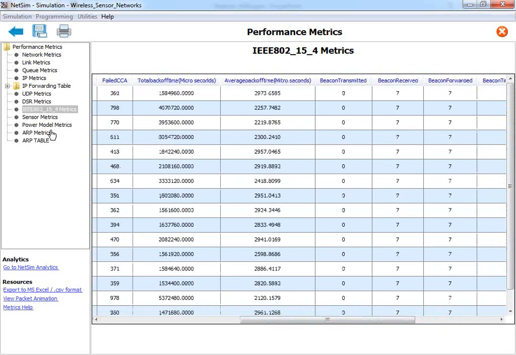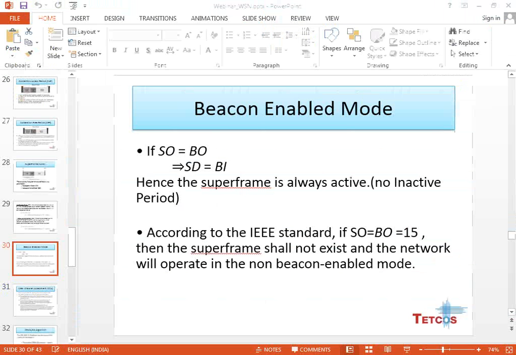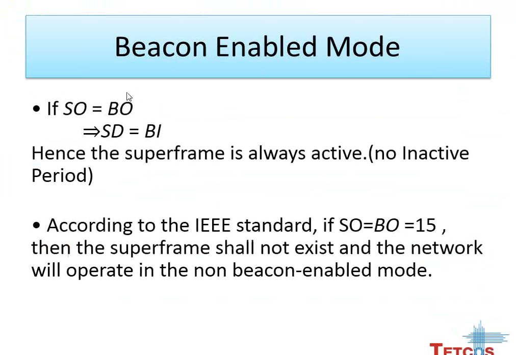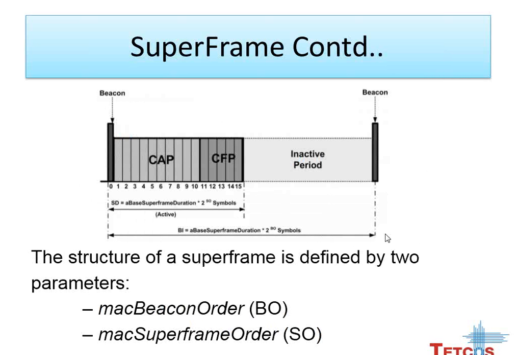If you notice, in the power model matrix, the sleep energy consumed is 0. That is, there is no sleep. That is, the sensors are not inactive at any time. And the reason is simple. We have kept superframe order and beacon order as 9. That is, both are same. If both are same, then the superframe duration and the beacon interval will also be same, as you can see from the formulas. And as the superframe duration and beacon interval are the same, you can easily understand that the inactive period is not present.